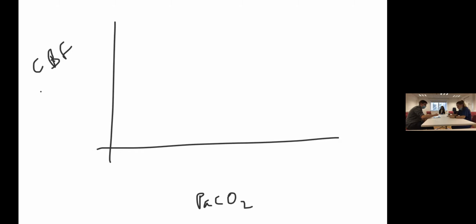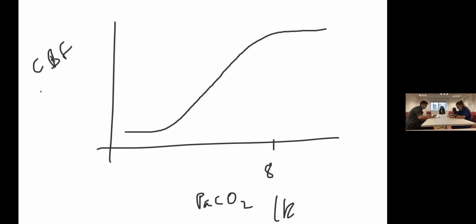What we see with cerebral blood flow and PaCO2 is that in the normal ranges of physiological PaCO2, there's a linear relationship between cerebral blood flow and the CO2 level. So as CO2 increases, the cerebral blood flow increases because there's arterial vasodilation. This reaches a maximum around about 8 kilopascals, where the arterioles are maximally vasodilated, and the cerebral blood flow reduces as the CO2 decreases to around about a minimum, around about 3.5 kilopascals, where the vessels are minimally vasoconstricted.